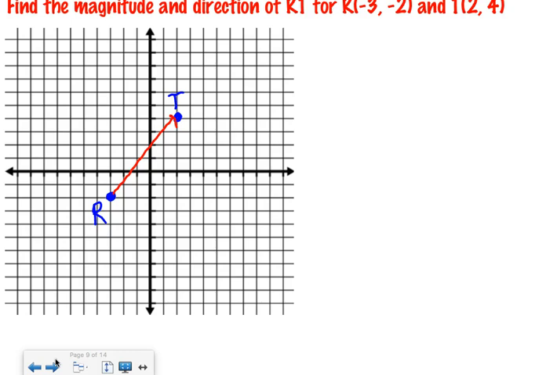Let's start with the easier one of the two, the magnitude. All you're going to do is draw in a right triangle. I'm going to bring this side down and go over. You guys agree that that's a right triangle? How far over is R from this point right here? 5. And how many up from this point to T? 6. Do you see how we can do the Pythagorean theorem? 5 squared plus 6 squared gives me x squared.